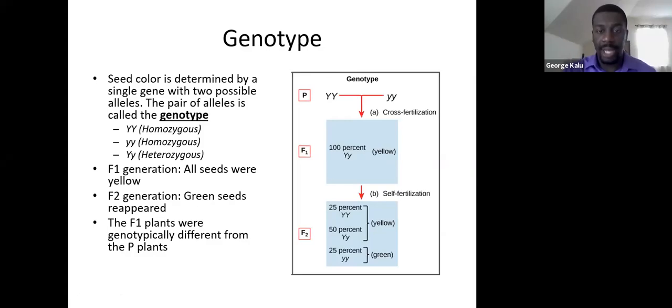If we look at the F1 generation, we see that the F1 plants are different genotypically from the two parent plants. The parents are big Y, big Y and little y, little y, and in the F1 generation, we have big Y, little y. So the genotype is different from both parents here. So we're able to form genetically unique individuals in the F1 generation.